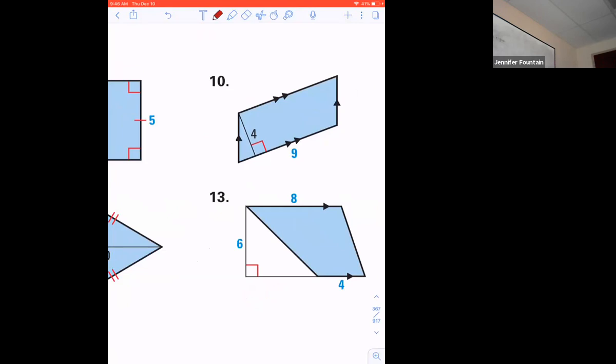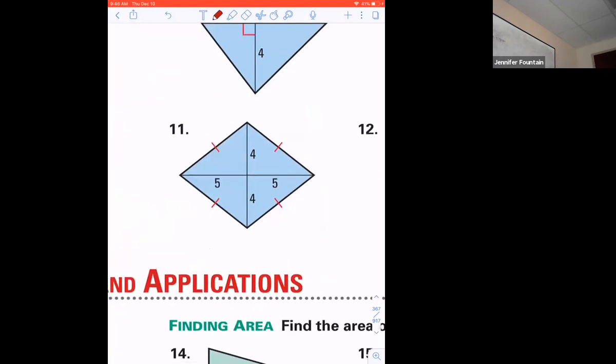What is my formula? It's a parallelogram, so it's going to be A equals base times height. Base times height. What is my base? 9. What is my height? 4. 9 times 4 is? Close. 36. Number 11.